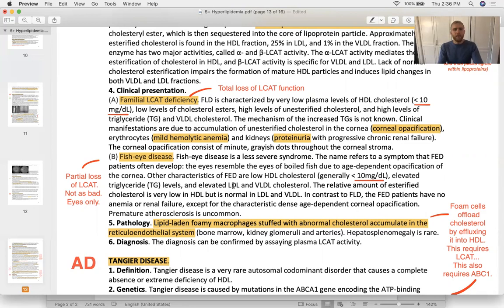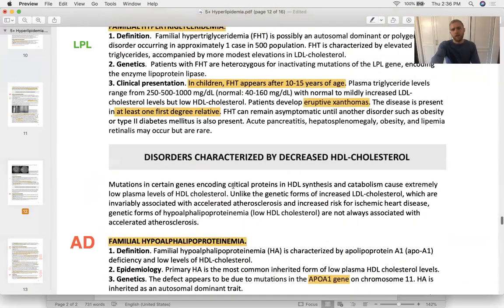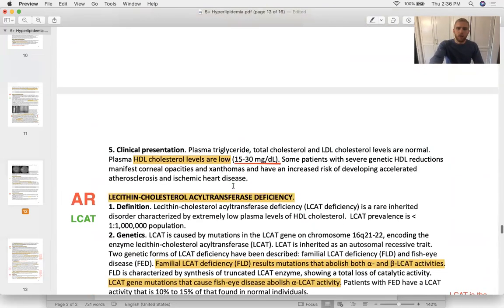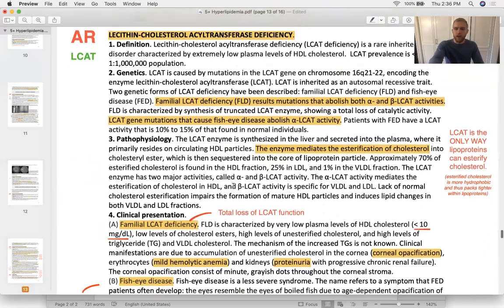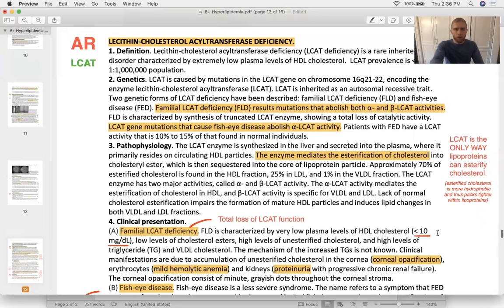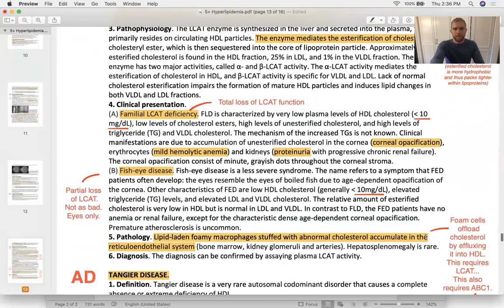Fisheye disease is a less severe variant with only the alpha LCAT loss of function. It's got a really low HDL cholesterol, less than 10 mg per deciliter. And for this section of decreased LDL or decreased HDL cholesterol pathologies, I'm really differentiating them by the range of their HDL on blood work because they are pretty distinctive between all three of these pathologies.